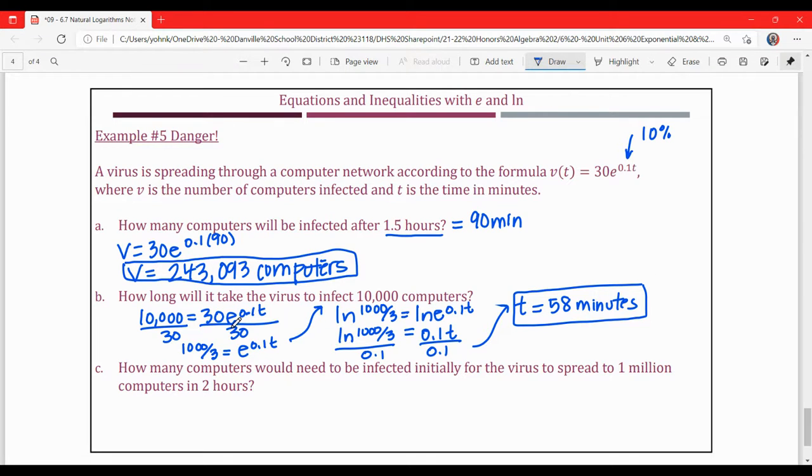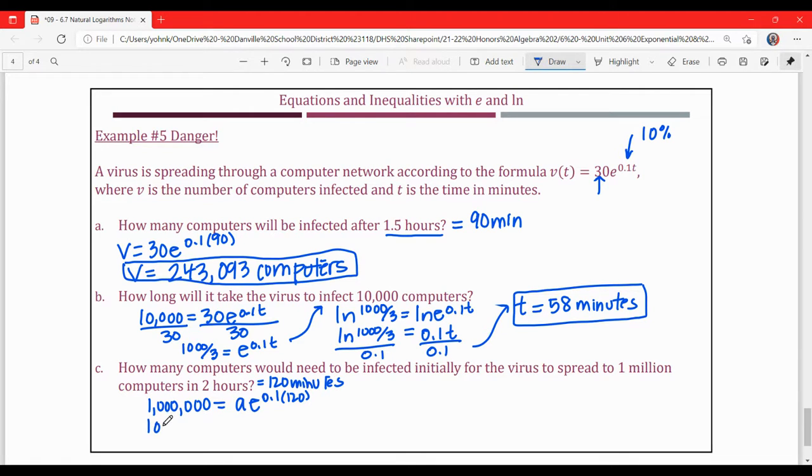Finally, letter C, how many computers would need to be infected initially for the virus to spread to 1 million computers in 2 hours? So now I'm looking for what number should be in the 30 spot. I know what my number of computers is. That's 1,000,000. So 1 million equals, I don't know what 30 is. So I'm going to say A e to the 0.1, and it's after 2 hours, which is going to be 120 minutes. So I'm going to plug in 120 up here.